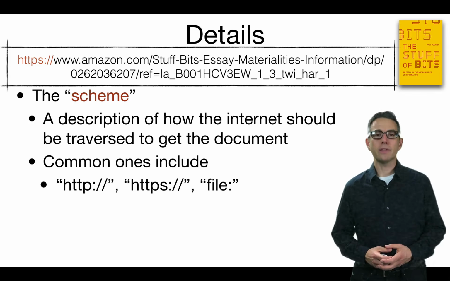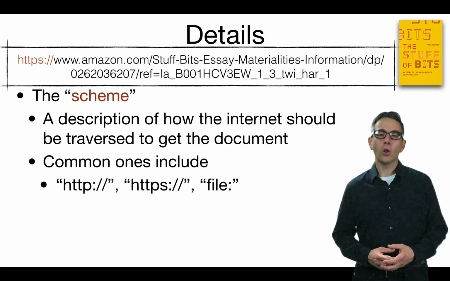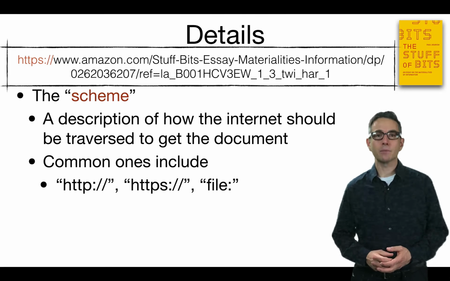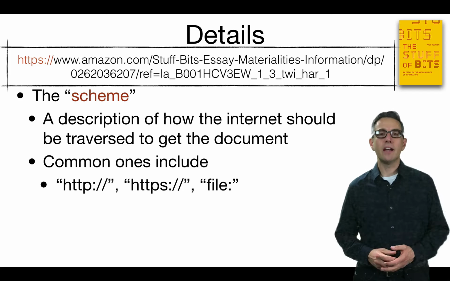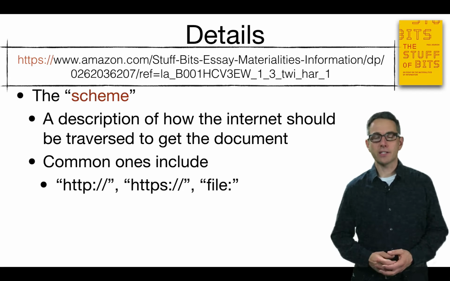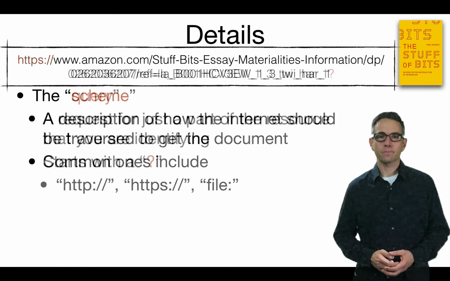And then the last one that we see more often than not is file. And that means that rather than going out on the internet in order to find the resource, we're going to look on our local hard drive in order to find a resource. For example, if you're on a browser. There are many other schemes that you might possibly run across, but they're much rarer. Things like SSH or FTP, mailto, or IRC. All different ways of traversing the internet in order to get some kind of a resource that's out there.